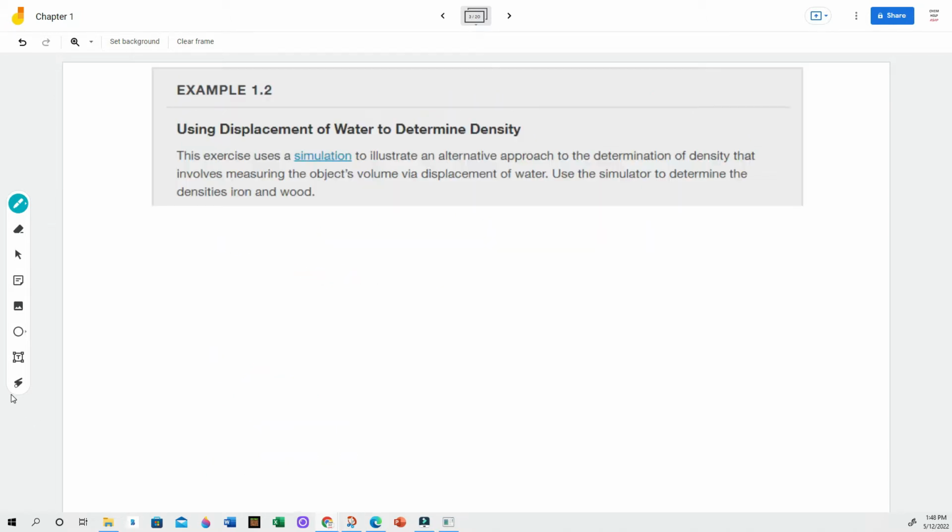On to example 1.2. We are using displacement of water to determine density. So we are going to use a simulation to illustrate an alternative approach to the determination of density that involves measuring the object's volume via displacement of water. Use a simulator to determine the densities of both iron and wood. So let's head over to that simulation.